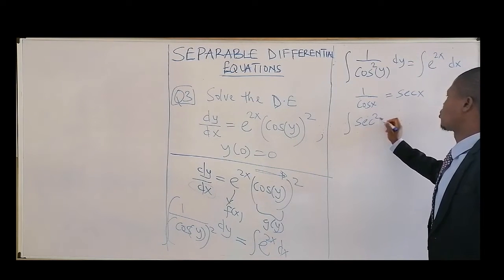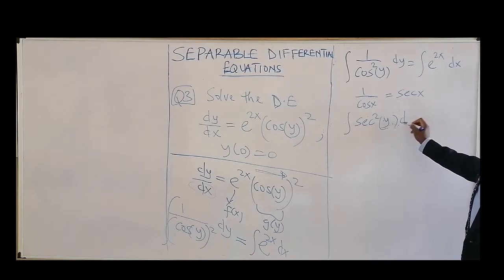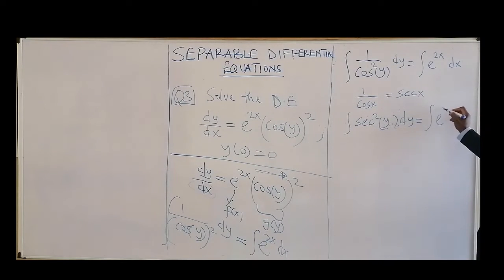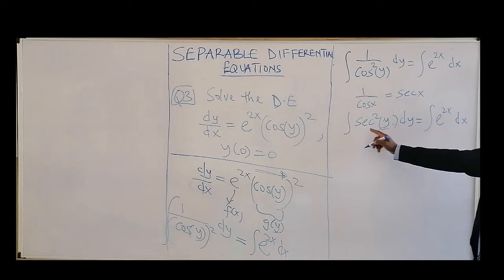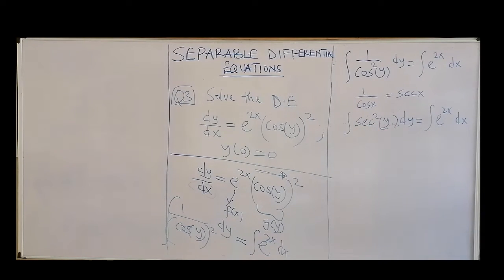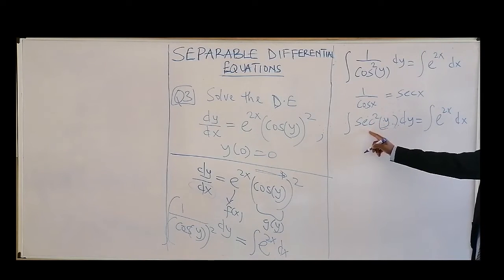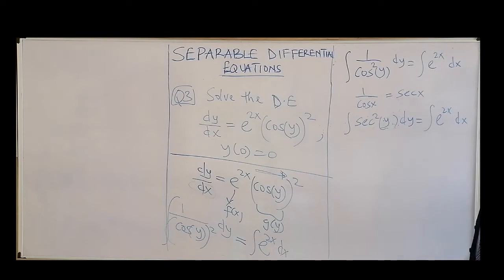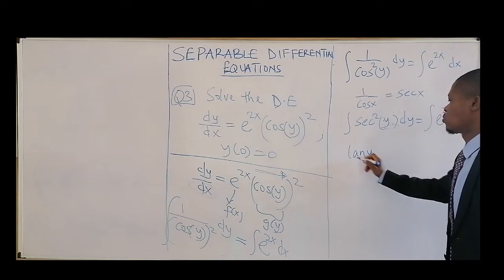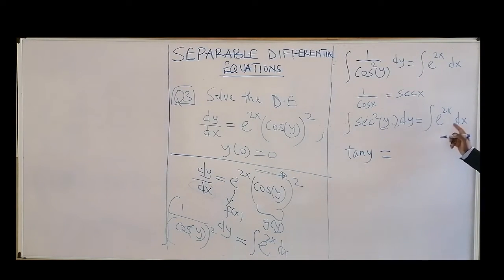So this will become the integral of sec² y dy equal to the integral of e^(2x) dx. The integral of sec² y will give you tan y. For the integral of an exponential, it will give you the original function, but you must divide by the derivative of the exponent. The derivative of 2x is 2, so you divide by that derivative. Then plus c.